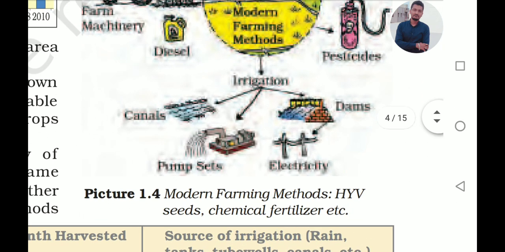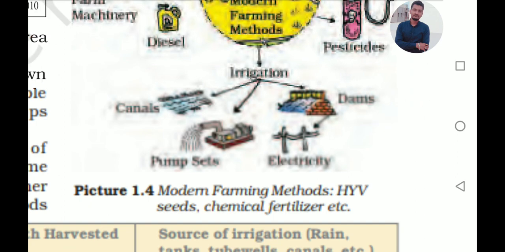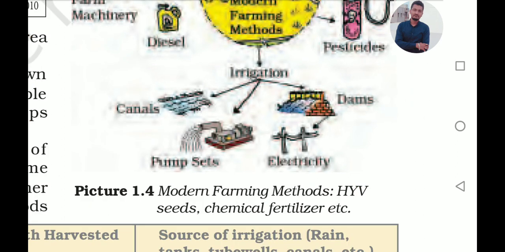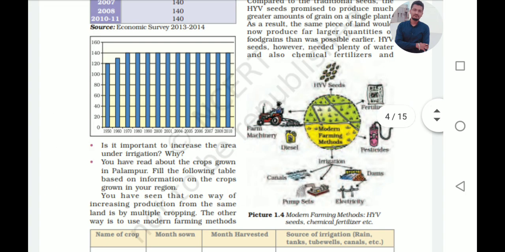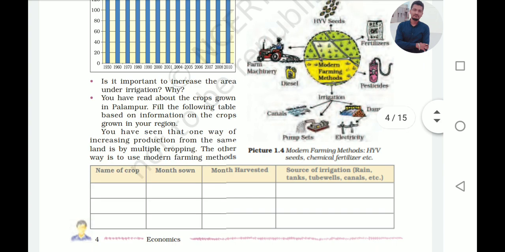For irrigation also, different means are there, like canals. If a river or reservoir is nearby, they can get water through a canal. If a dam is nearby, the farmers around the villages will also be able to get irrigation facilities. Electricity enables running tube wells and pump sets, as we can see here. So these are the modern farming methods.